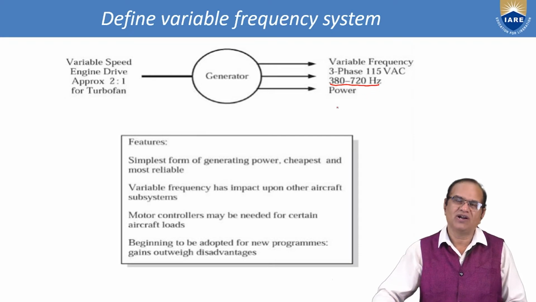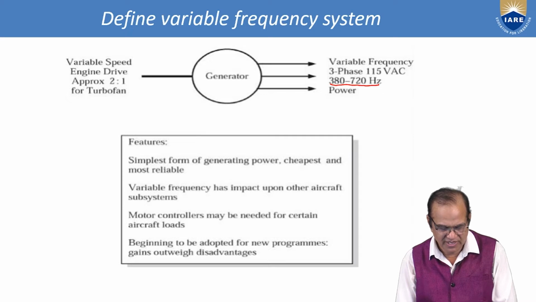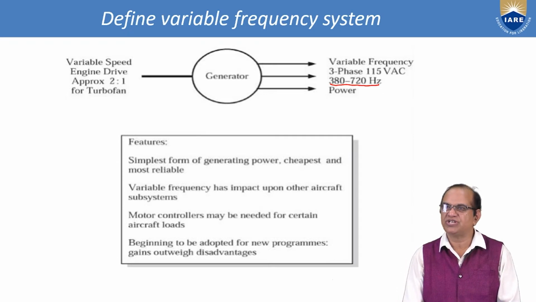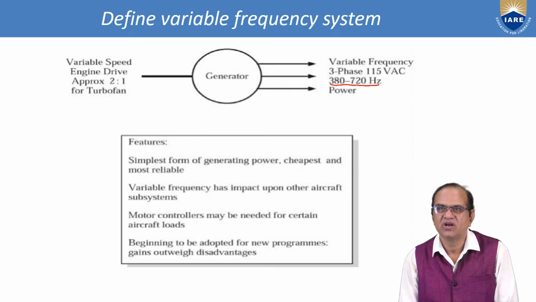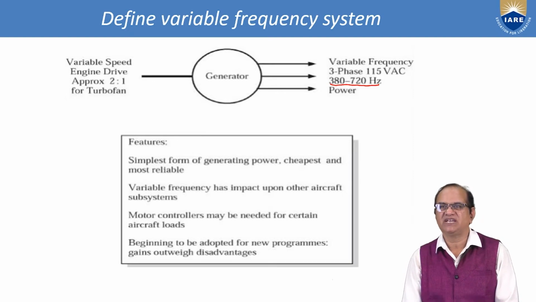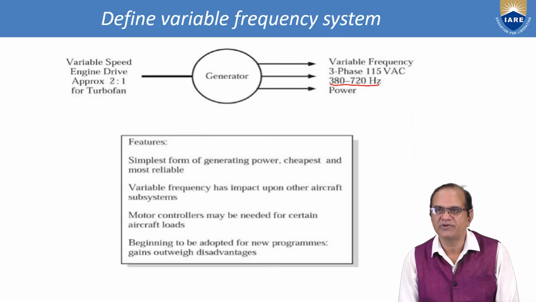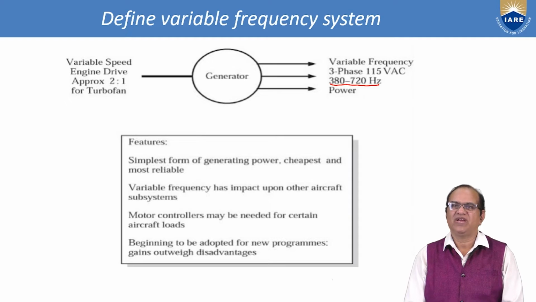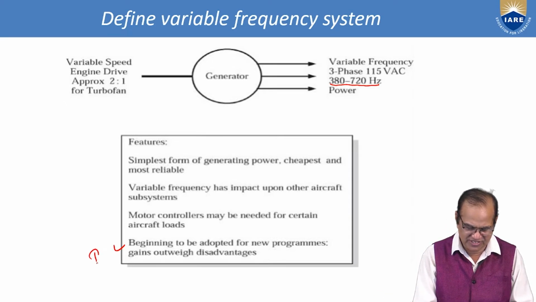So what are the basic important features of this type of system? It is the simplest form of generating power, cheapest and the most reliable. Variable frequency has impact upon other aircraft subsystems. Motor controllers may be needed for certain aircraft loads. It is beginning to be adopted for new programs. Gains outweigh disadvantages. So this is a disadvantage of this type of system.